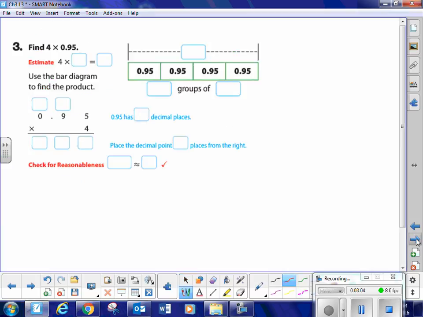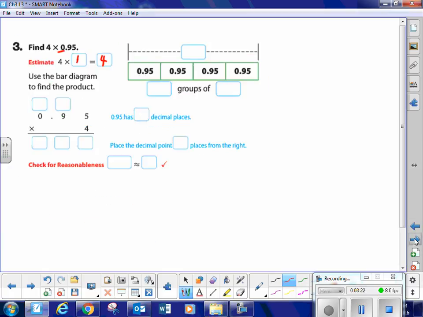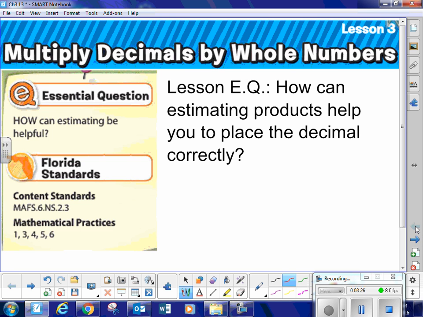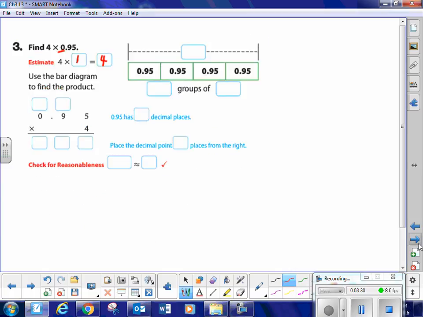Again, let's just look at it. You estimate: 4 times what? 4 times 0.95. You round the 0.95 up to 1, and 4 times 1 is 4. So this is about 4. Let me see what they did on the last slide. What is it? 1, I guess? Is that what they're trying to say here? I don't know what they want in that blank.